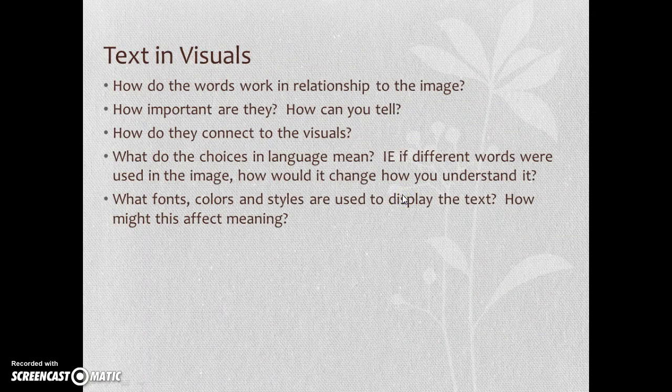The text of an image is really important. We have to think about how they work together in relationship to the image. Sometimes text in a visual, especially in advertisement, is really important. Sometimes it's not. But we've got to think about both the choice of language, the actual words chosen, and how they affect meaning. You can always think, if different words had been chosen, would that change the meaning of the advertisement? And then you also want to think about what kind of fonts, colors, and styles are used to display that text, and what kind of meaning it's trying to make. Fonts can do a lot to set a tone or mood that we don't always think about, as does color, as we've already discussed.